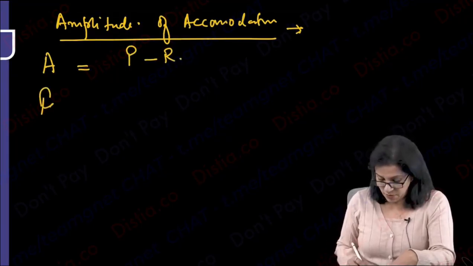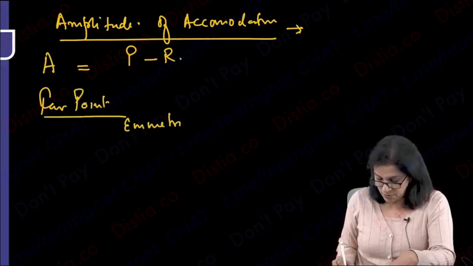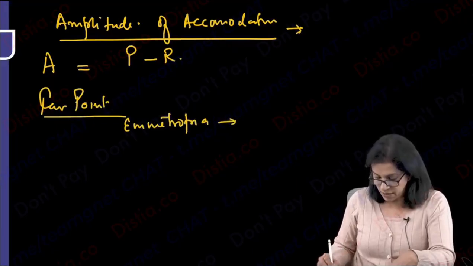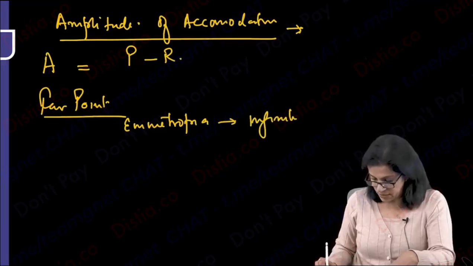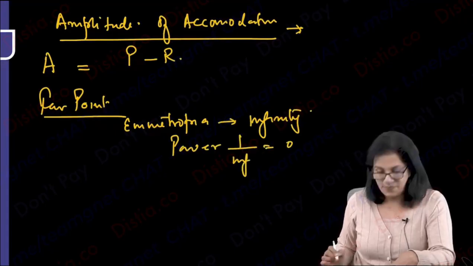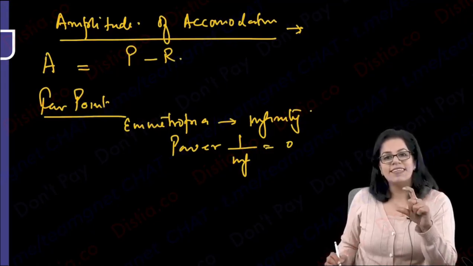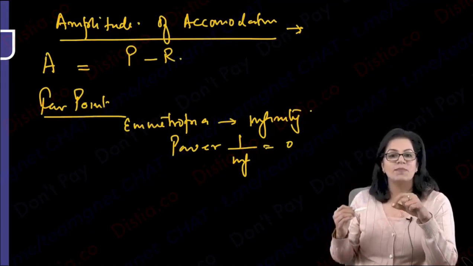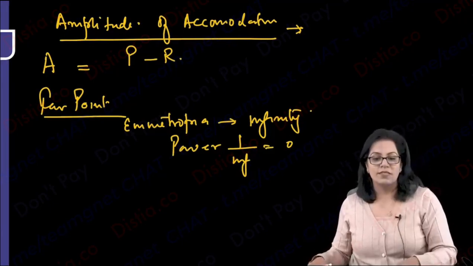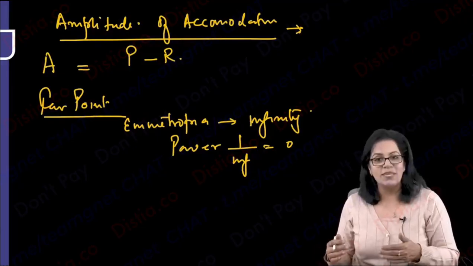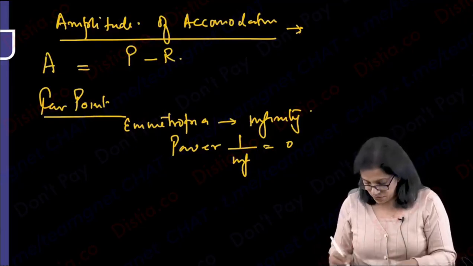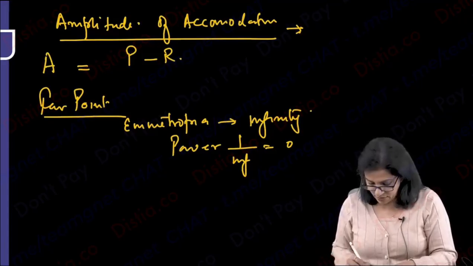What did we learn? If we talk about the far point, keep in mind here, for an emmetropic eye, these are important points, pay attention. For emmetropia, far point is infinity. And because it is infinity, the power will be 1 upon infinity, which is equal to 0. So, everybody remembers that? Power is inverse of focal length in meters. Don't forget that. All the calculations we are going to do will be working around these facts. Okay. So, if you want, you can note it down, this you have learnt earlier. Power is inverse of focal length in meters.